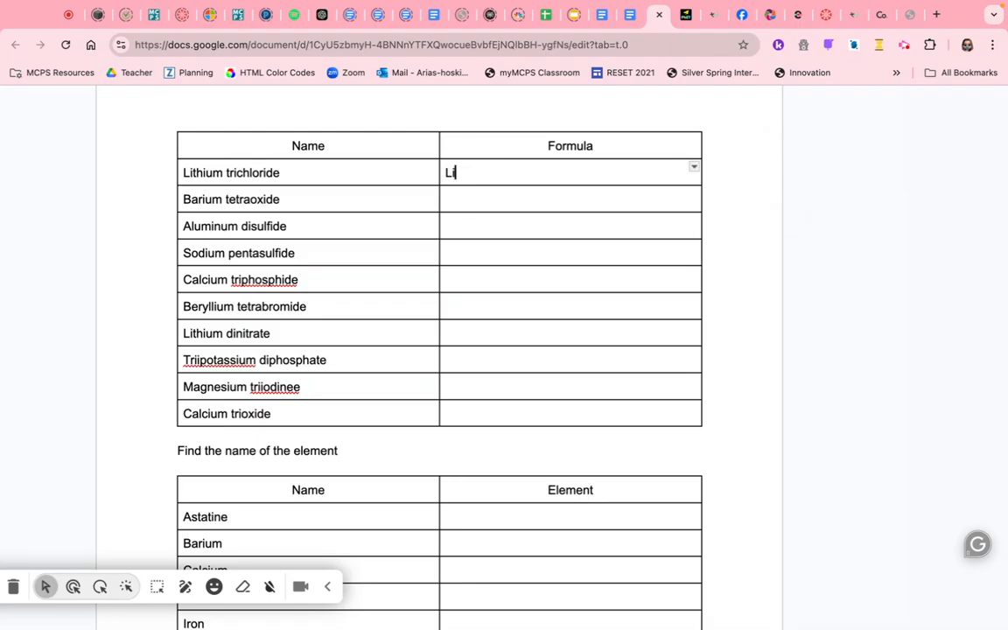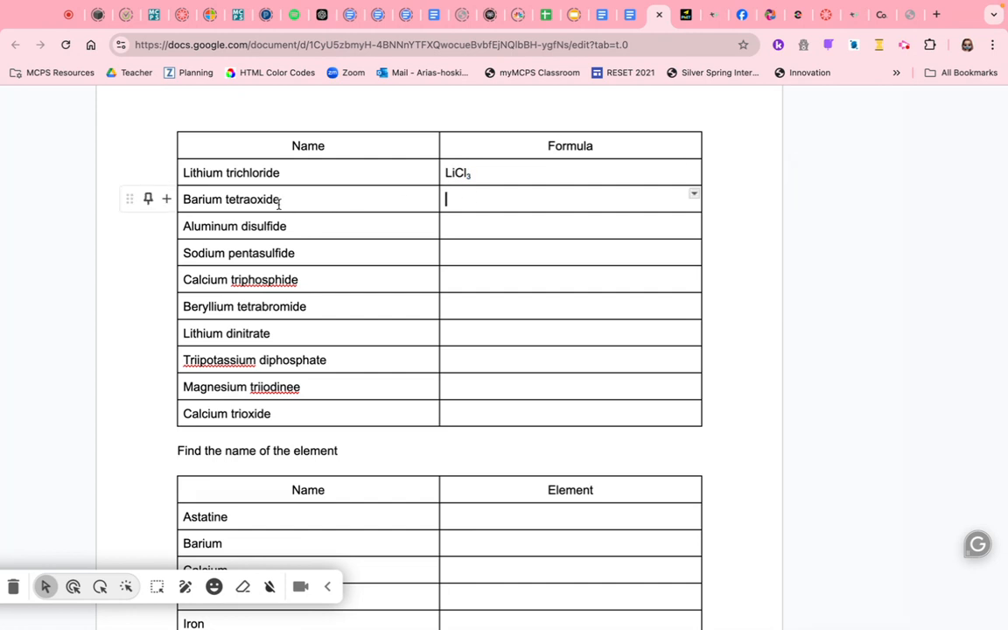And then don't forget, these all have to be together. One is going to be uppercase. The other one is going to be lowercase. That's for lithium. Then C is uppercase, l lowercase. And then because it's tri, you're going to put the number 3 here. So that would be for the first one.